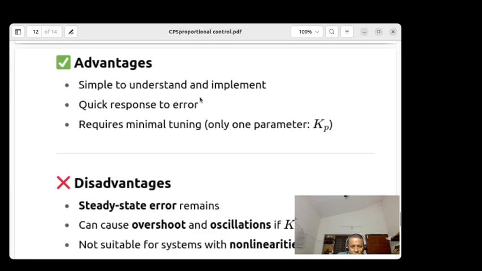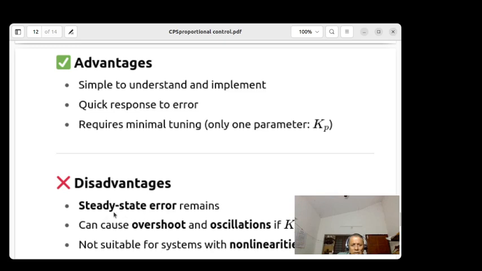And a quick response to the error, the error can be reduced, and it requires minimal tuning. We have to tune only one parameter. But if it has Kp, Ki and Kd, the problem is, if you initially tune Kp, then when you tune Ki, again we have to tune Kp. That problem will be there. Once you tune Kp, then when you tune Ki, again there will be a disturbance in Kp. So tuning will be difficult.